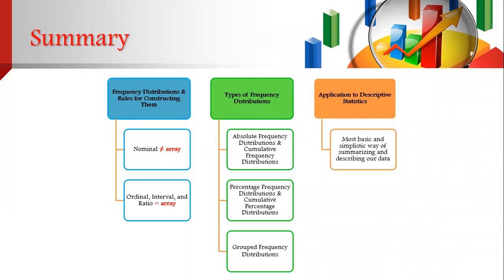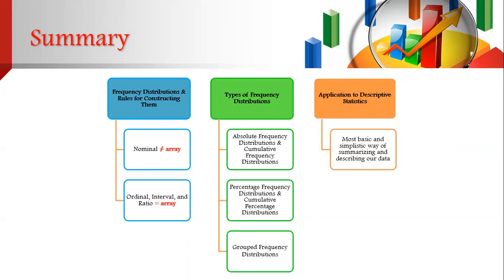So in summary, we started out by talking about frequency distributions and the rules for constructing them. And we saw how important the concept of level of measurement is when it comes to these rules. So we learned that for variables that are measured at the nominal level, there's no need to construct an array, simply because these variables are not quantifiable. We are able to arrange the attributes within nominal level variables in any order that we choose.